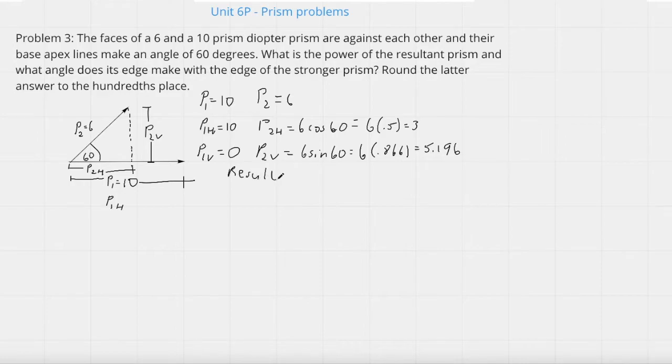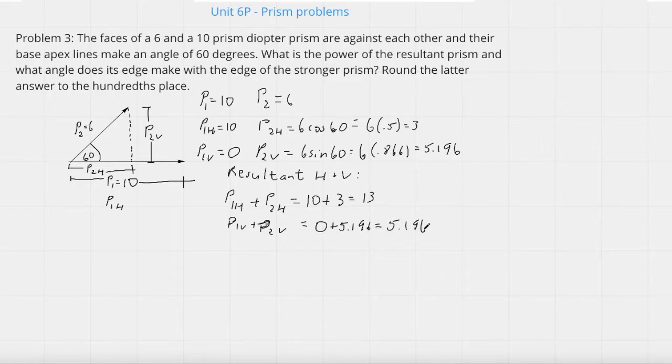And now to get the horizontal and vertical components of the resultant prism, we add up the horizontal components of P1 and P2 first, which is 10 plus 3, which is 13 prism diopters. And then we add up the vertical components of P1 and P2, which is 0 plus 5.196, and then we get 5.196 prism diopters. Now, to get the actual power of the resultant prism, we'll work backwards.